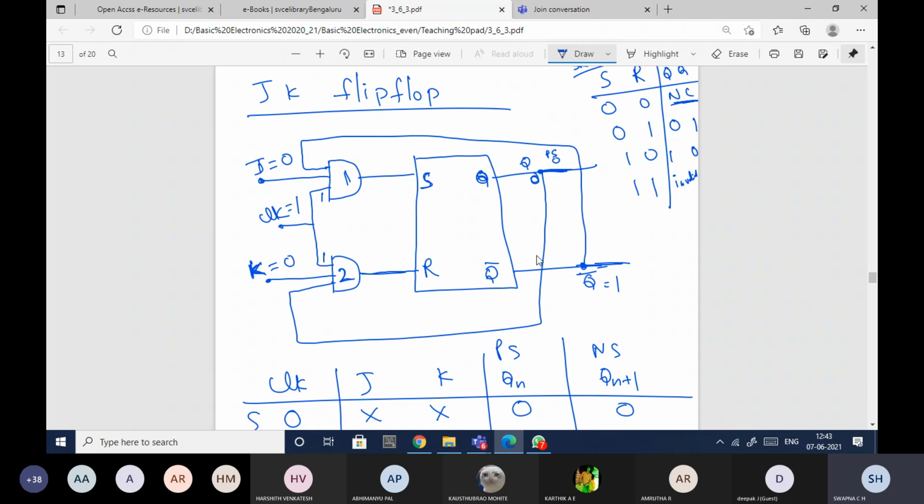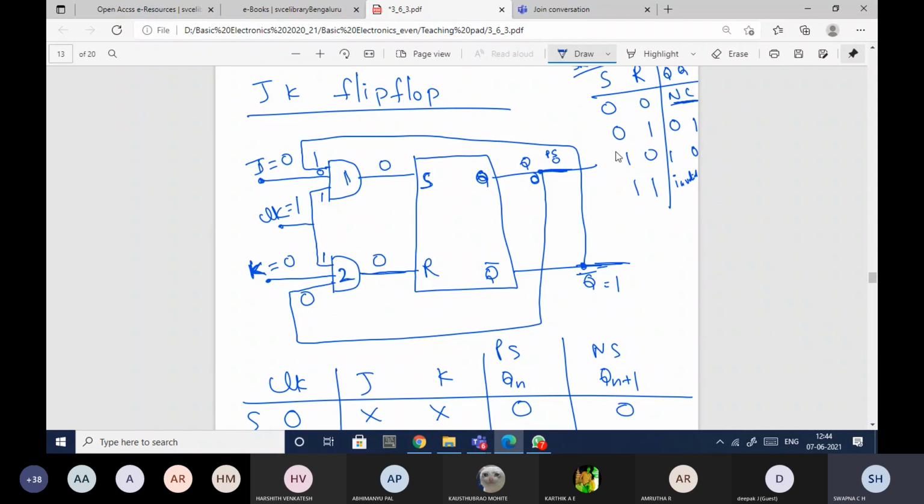This Q value will come here and this Q bar will go here. Q bar is 1, so this will come here: 1, 1, 1, and for the other, 1, 0, 1. What is the output of the first AND gate? J value is 0, so 1, 0, 1, the output of the first gate is 0. Only when all the inputs are 1, the output of an AND gate will be 1. Here one of the inputs to the AND gate is 0, so the output will be 0. In the same way, here also 1, 0, 0, the output of the second AND gate will also be 0.